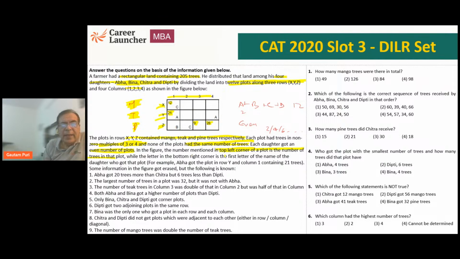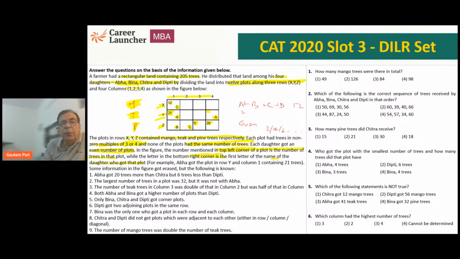The letter at the bottom right-hand corner is the first letter of the name of the daughter who got the plot. Easy to understand. That means this particular plot was given to C. X1, Y1 was given to A. Z1 was given to B. Z2 was given to C. Y4 was given to A.